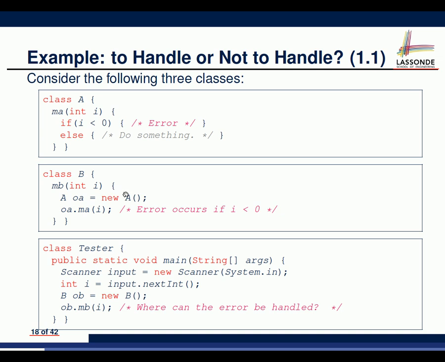We propagate. And then in the tester, we do the try and catch. Version number 3: in the tester main method, we also propagate that exception to the console. So that's why in the main method, we don't have any try and catch. We simply say throws that particular exception. So we got 3 versions over here.